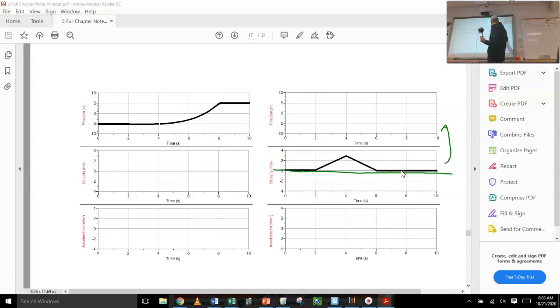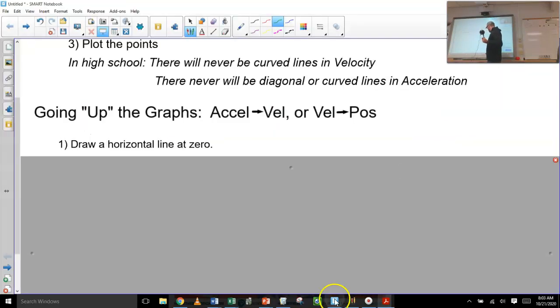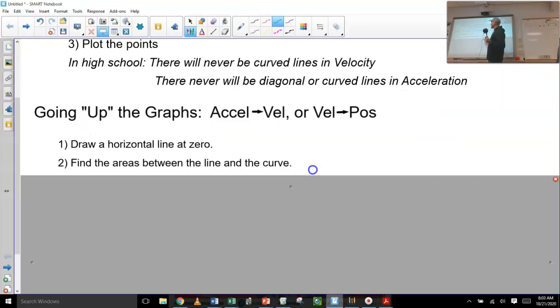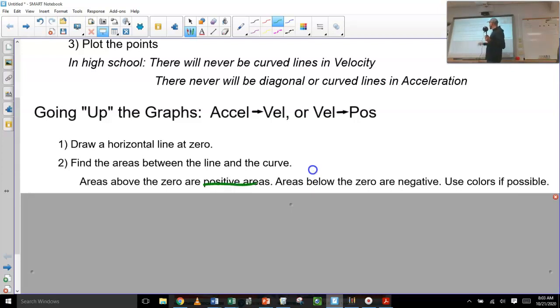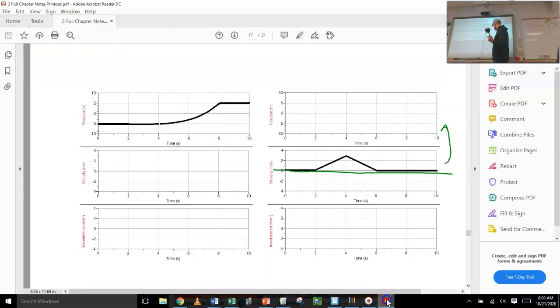And again, I'm going up the graph here. Second thing I do, I find the areas between that line and the curve. So if I go above that, that's a positive area. And if I go below it, it's a negative area. That's really important. Use colors if possible. And I like to use red and blue because I have a smart board and I've got markers.